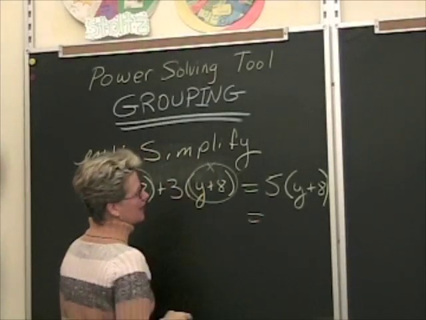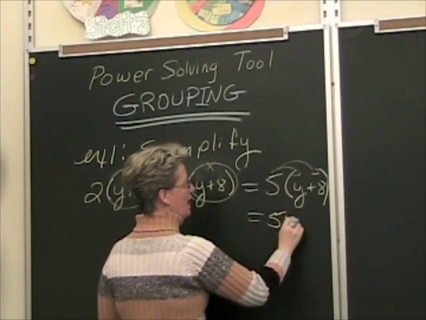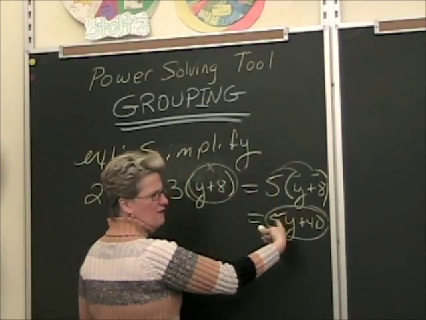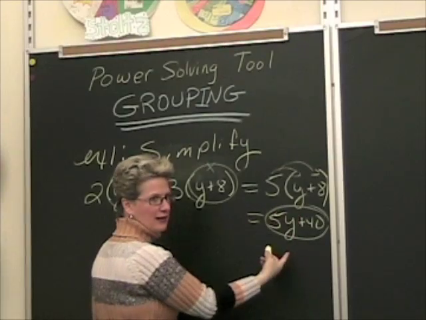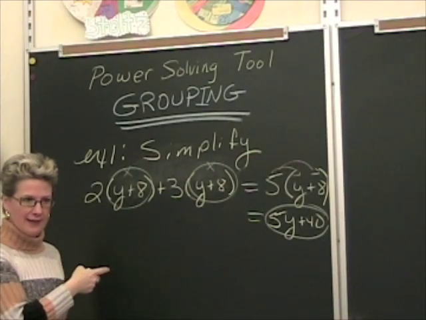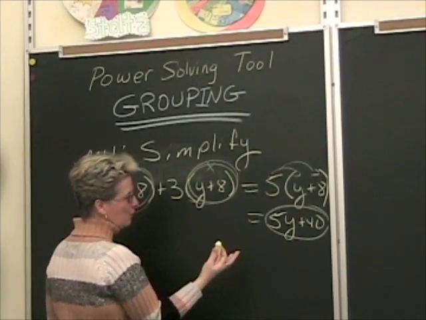To finish the simplification process, all we have to do is distribute. And so we will get 5y plus 40. So look, very little work here. Very, very little work, even though we started with something that looked horrible to begin with, if you apply that concept of grouping.